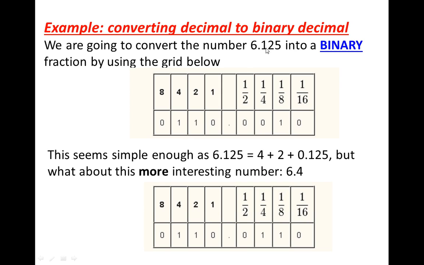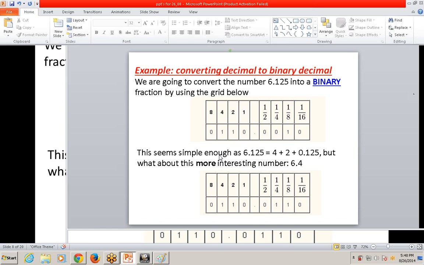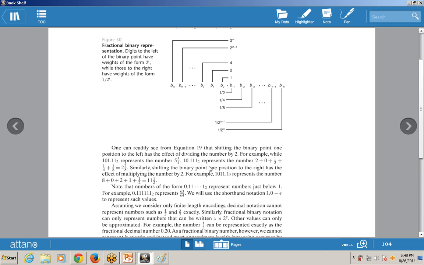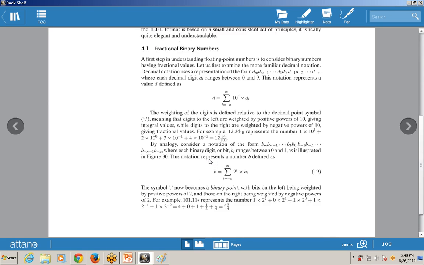Suppose my example is 6.125. So this is 4 plus 2 plus 0.125. This is 6, that is known as 4 plus 2, and then 0.125. But what about this more interesting number, 6.4? Now let's see with the help of the book how we can represent this. This is how we can represent the binary number.